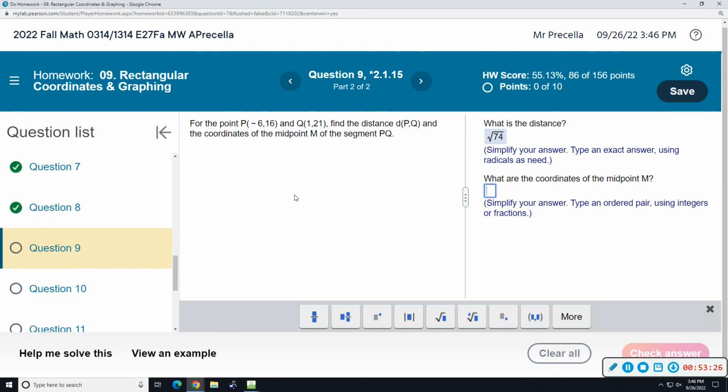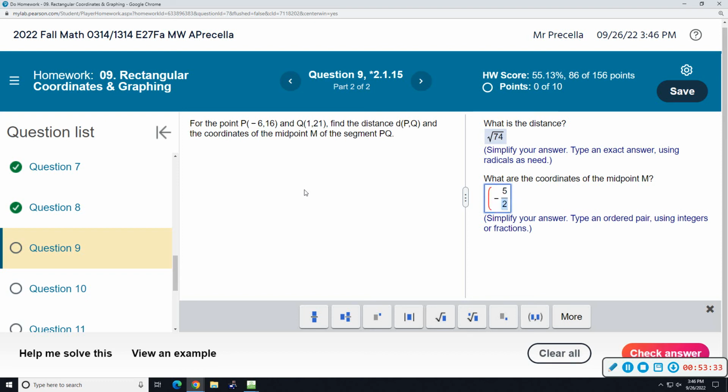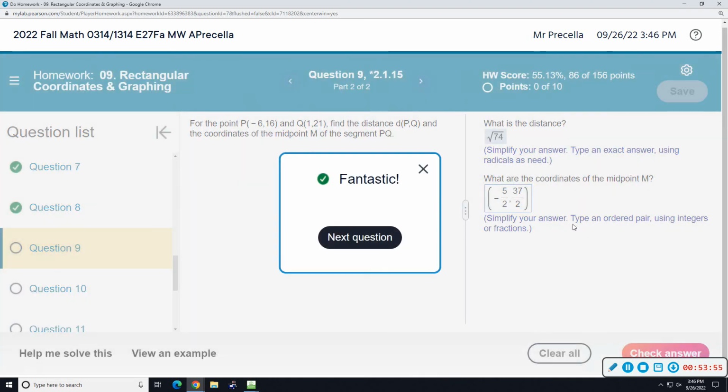Now we want to type the coordinates of the midpoint. Left parenthesis, what was it? -5 over 2. Get out of that denominator before you type your comma. And then the y-coordinate was 37 halves. Get out of that denominator before you close your parentheses. Is that the answer we got? So let's check. Any questions there?